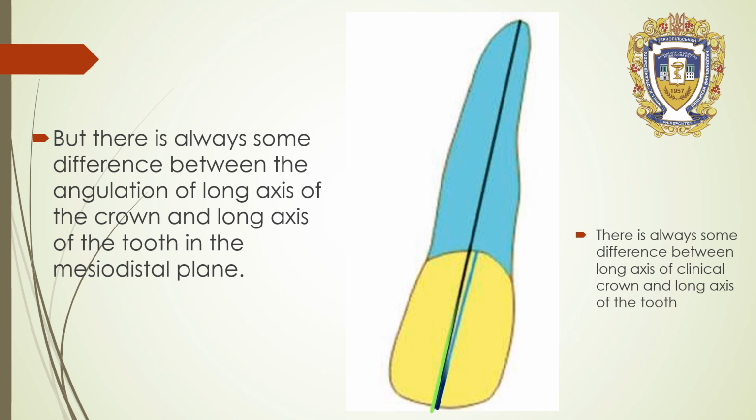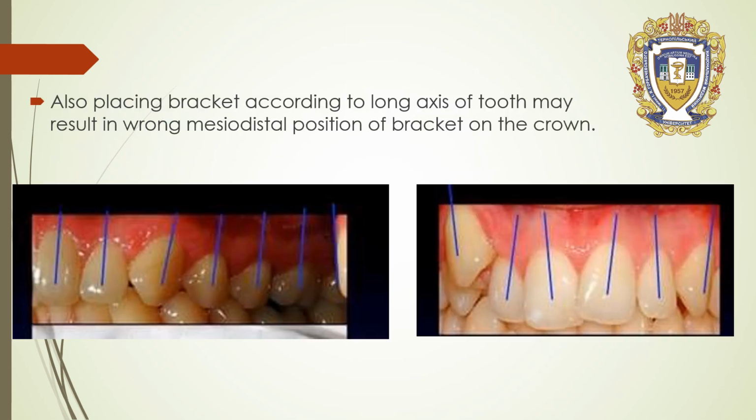But there is always some difference between the angulation of long axis of the crown and long axis of the tooth in the mesiodistal plane. There is always some difference between long axis of clinical crown and long axis of the tooth. Also, placing bracket according to long axis of tooth may result in a wrong mesiodistal position of bracket on the crown.